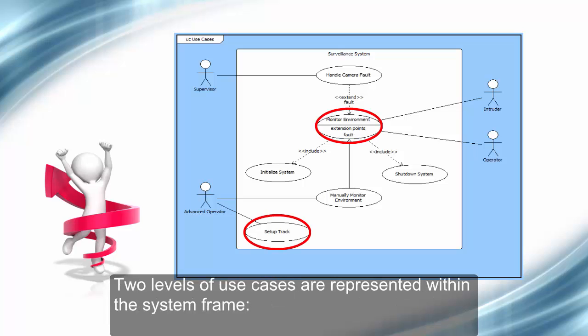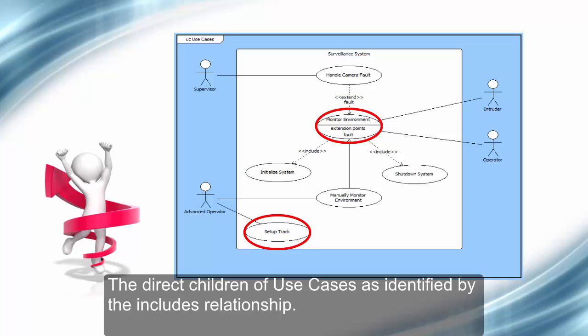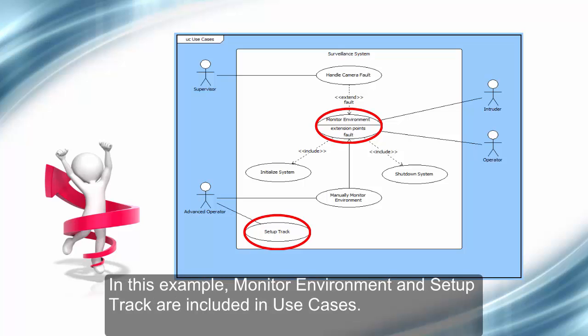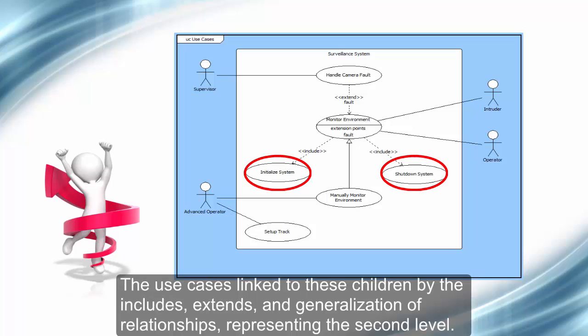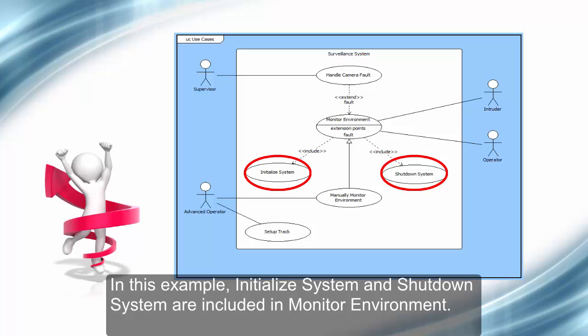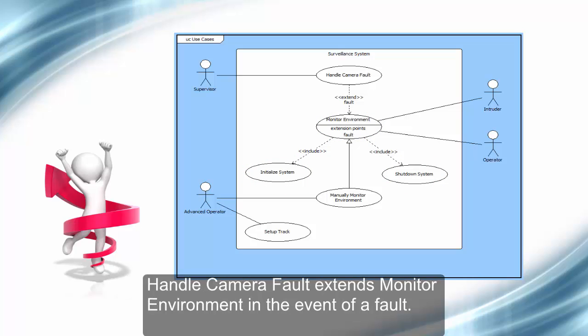Two levels of use cases are represented within the system frame. The direct children of use cases as identified by the includes relationship. In this example, monitor environment and setup track are included in use cases. The use cases linked to these children by the includes, extends, and generalization of relationships represent the second level. In this example, initialize system and shutdown system are included in monitor environment. Handle camera fault extends monitor environment in the event of a fault.